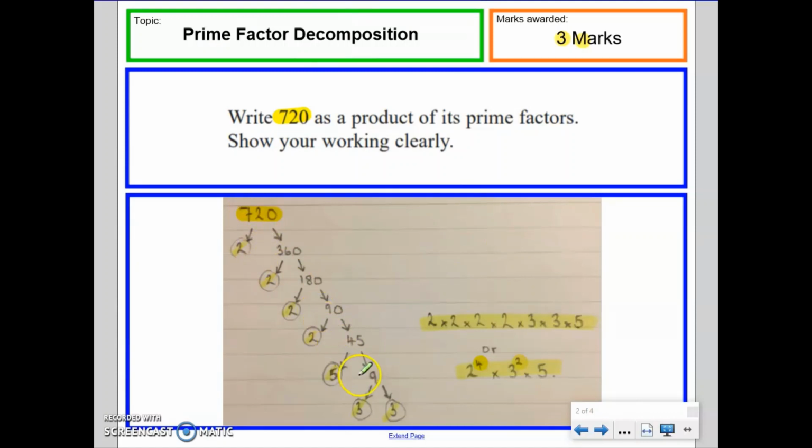Your prime factor tree may look slightly different. You may have split it into different factors to me, and the route you got to the end of your factor tree may be slightly different, but no matter what route you took, this should be your final solution. Very well done if you were able to answer that question correctly.